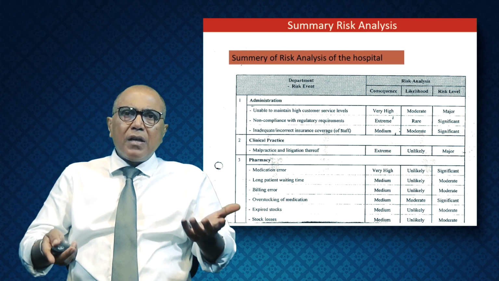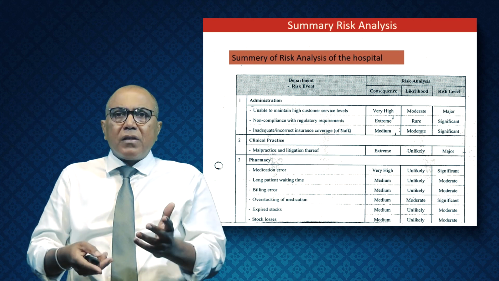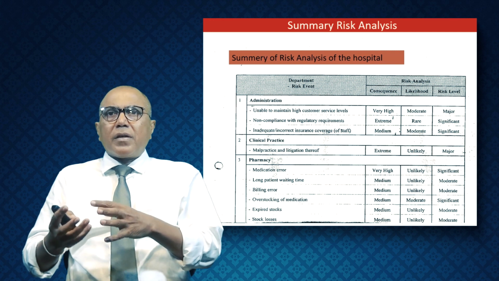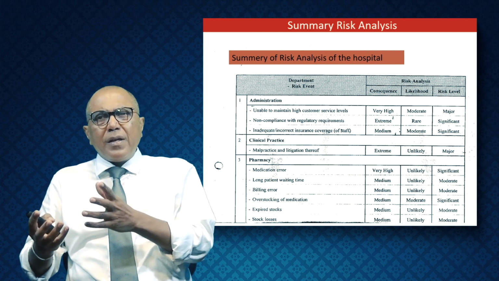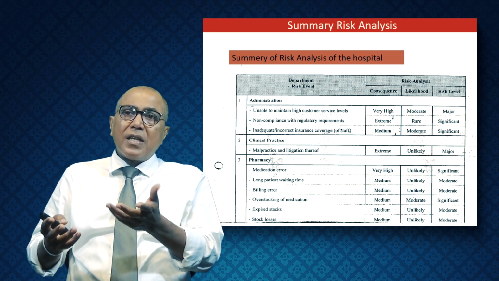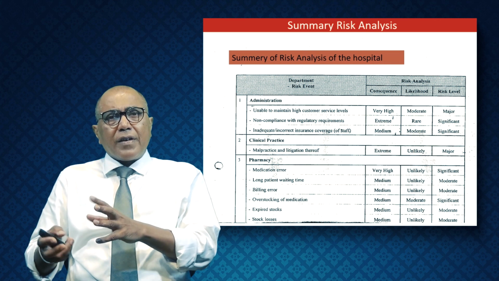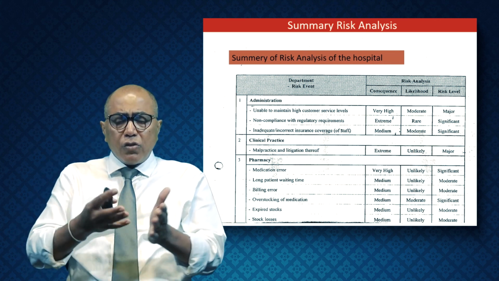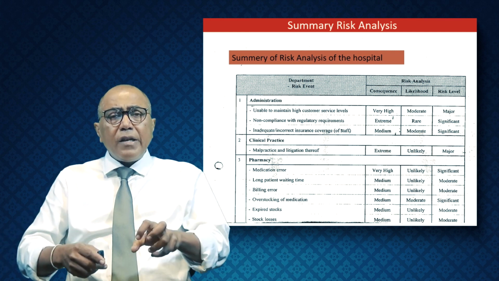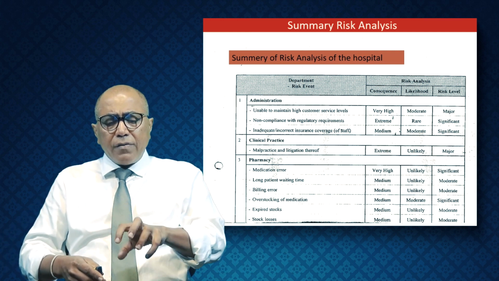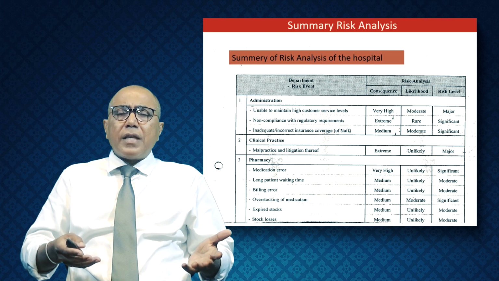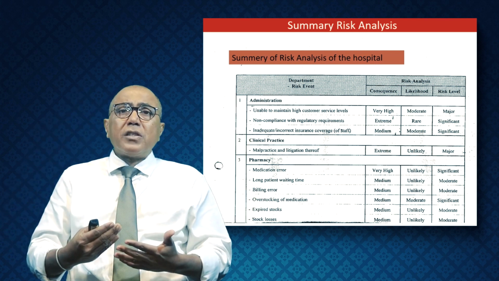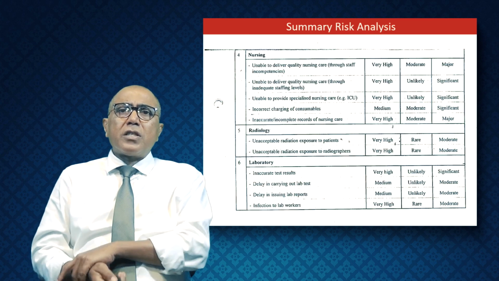For example, pharmacy medication error. The consequence, if we have that, is very high, but the likelihood, the probability, is unlikely that they make a mistake. But the risk level is significant. So this is the risk register. For each unit, once you do these processes, you can identify at the functional level, activity level, and task level what risks are involved. And then you can prioritize the major ones and put them into a risk register.